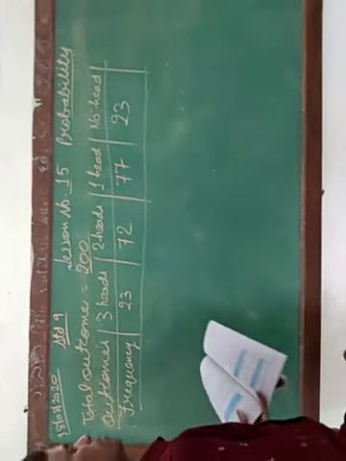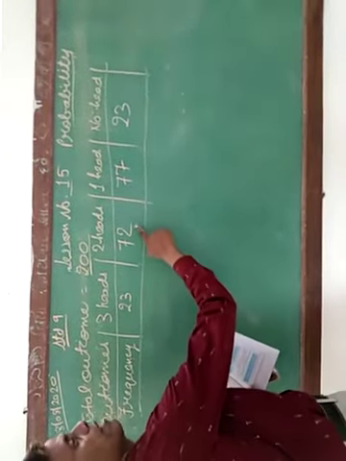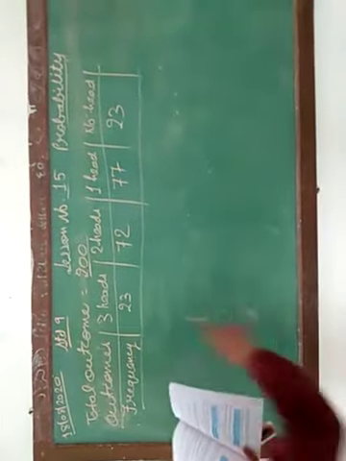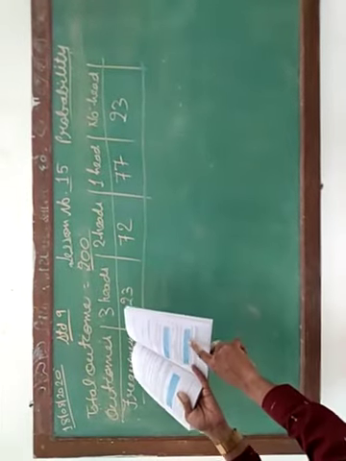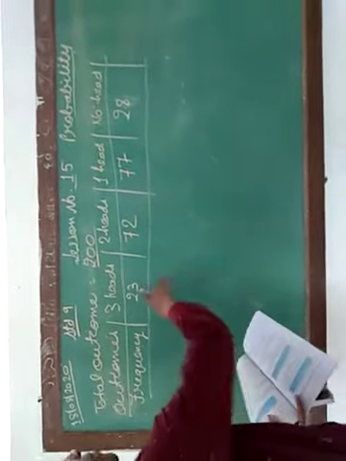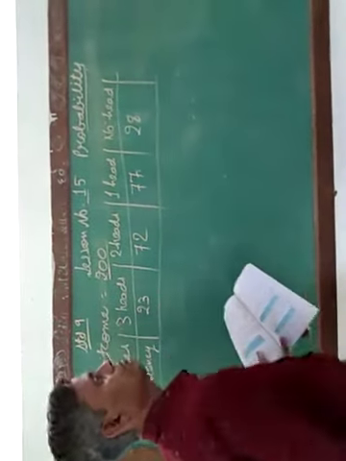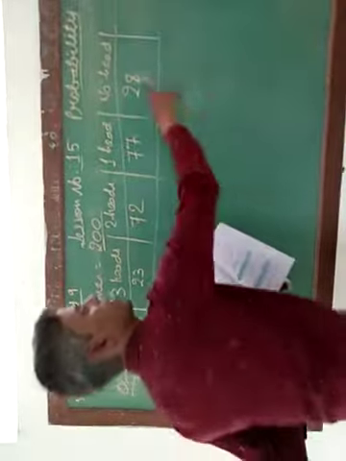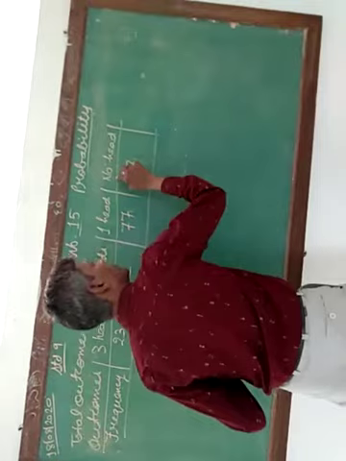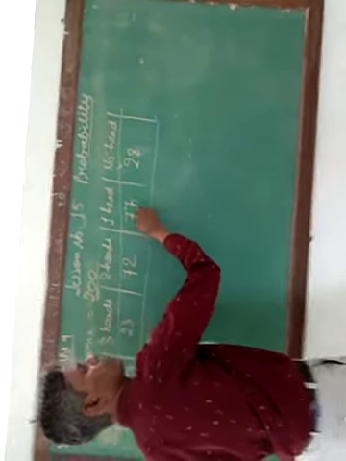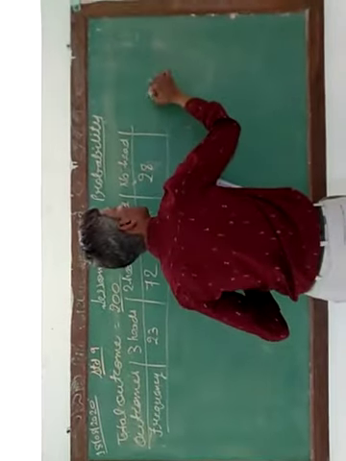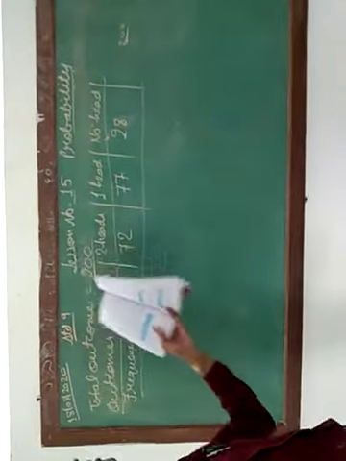Now if you add this: 3 plus 2 is 5, 5 plus 7 is 12, 12 and 8 is 20, carry over 2, 2 plus 2 is 4, 4 and 7 is 11, 11 and 7 is 18, and 2 makes 20, that means 200 times. It is total 200 times. It is given in the question.